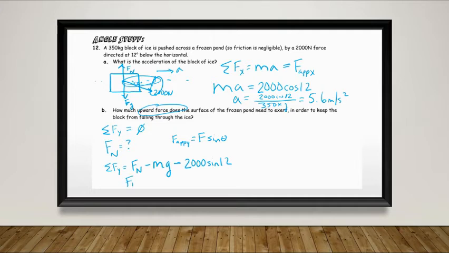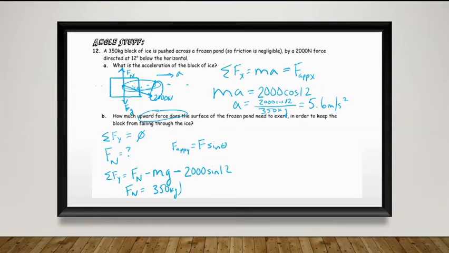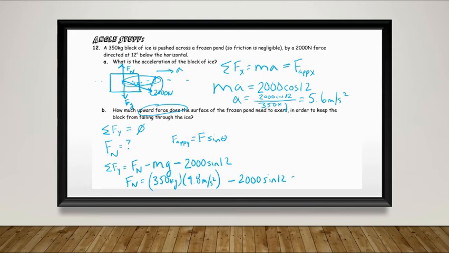So the normal force is equal to mass, which is 350 kilograms, times 9.8 meters per second squared, minus 2000 sine 12. And that is going to end up giving us a value of 3,846. Now, if you rounded that to the correct number of significant figures, because in this question I'm given 2,000 newtons, my correct answer in significant figures would actually be 4,000 newtons.